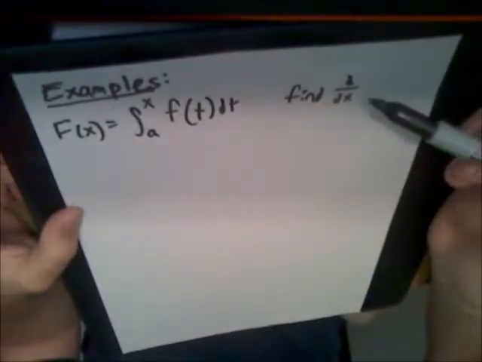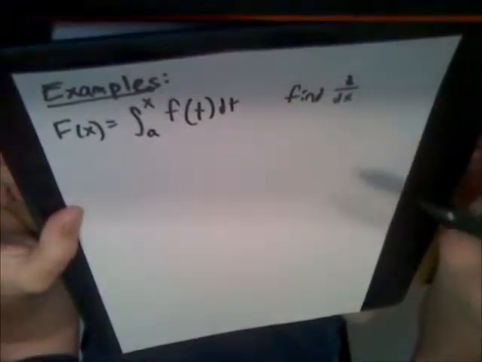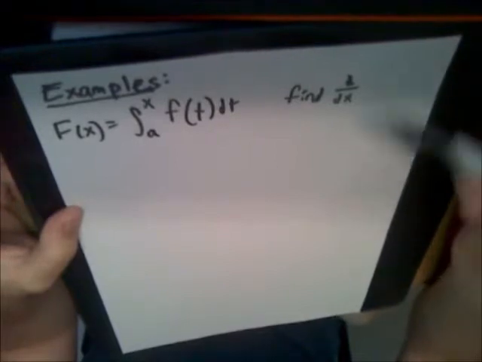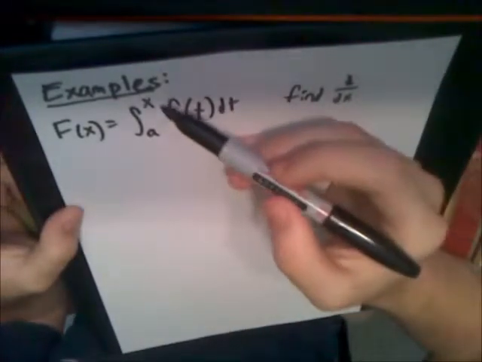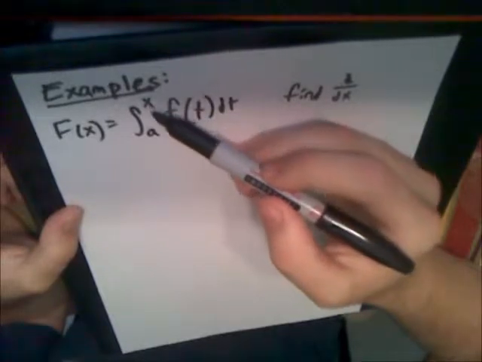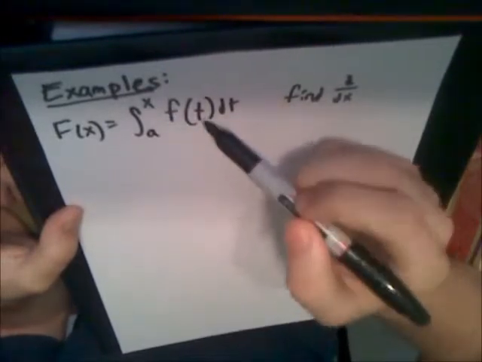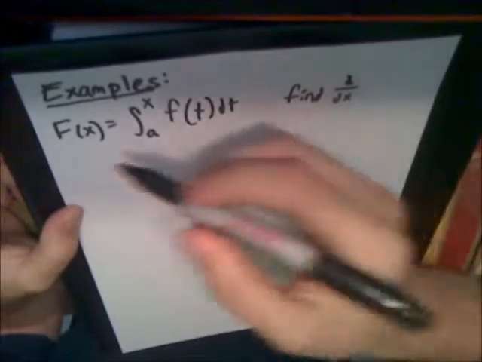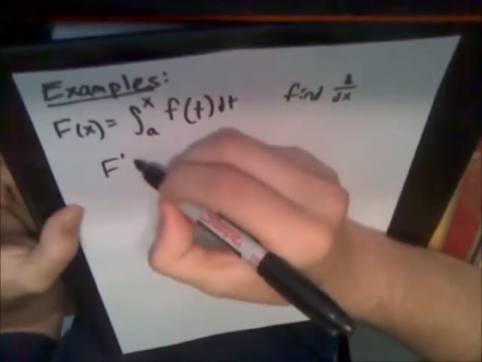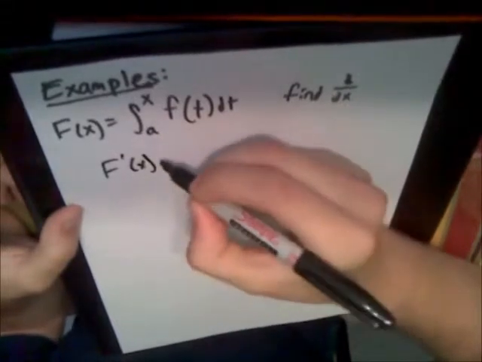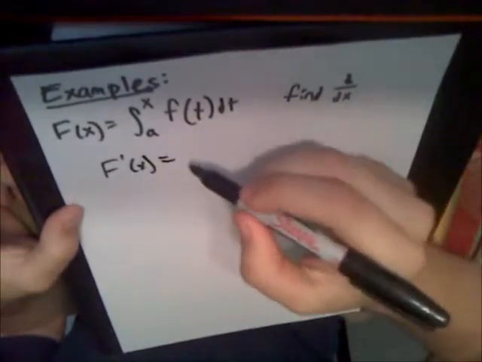So what we want to do is find the derivative, d over dx. And to do this, all you do is substitute the x's in your upper bound for all the t's in your antiderivative. So what you'll end up with is capital F prime of x is equal to f of x.